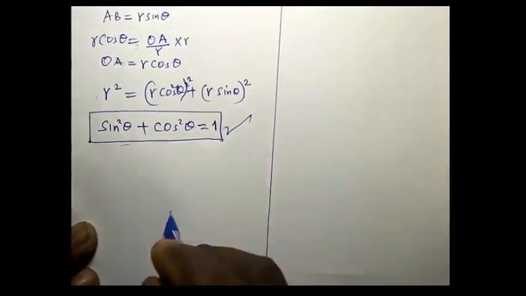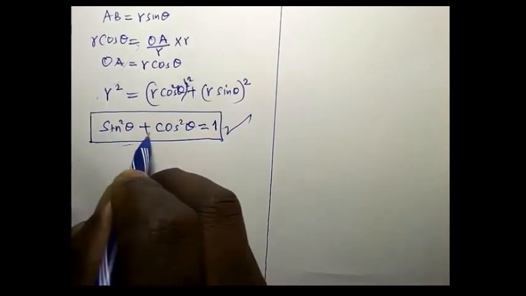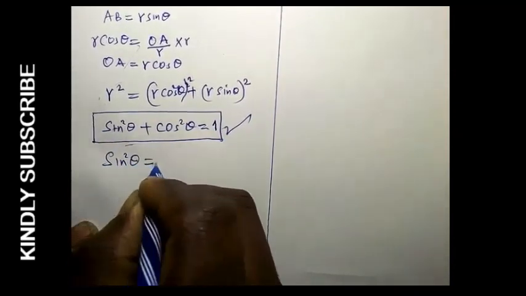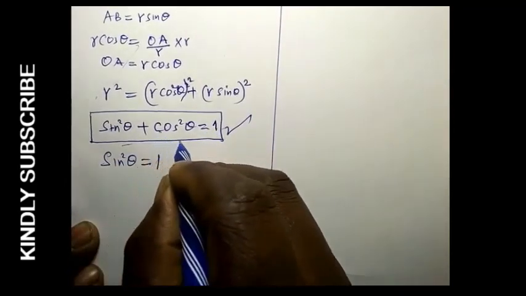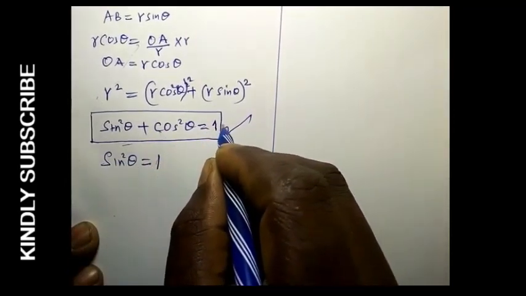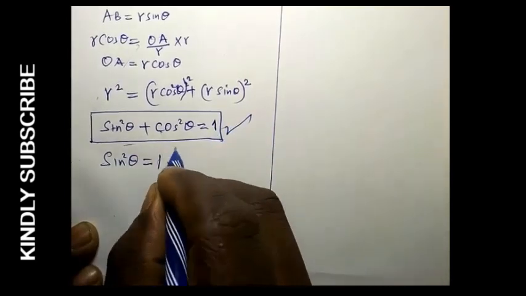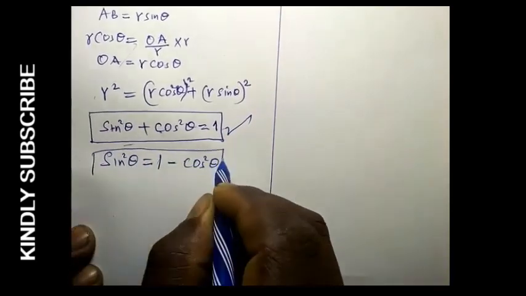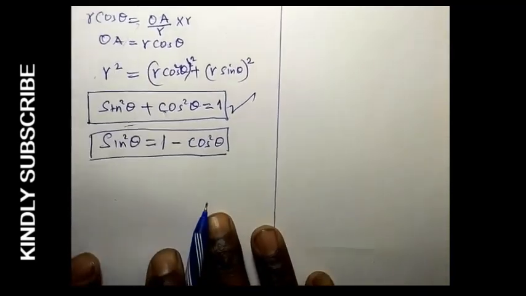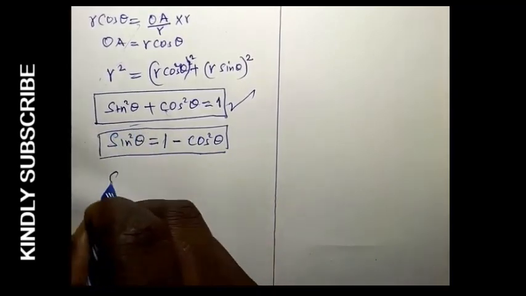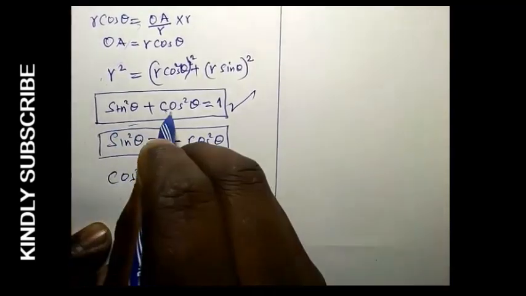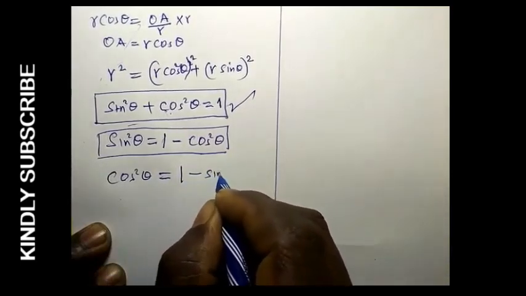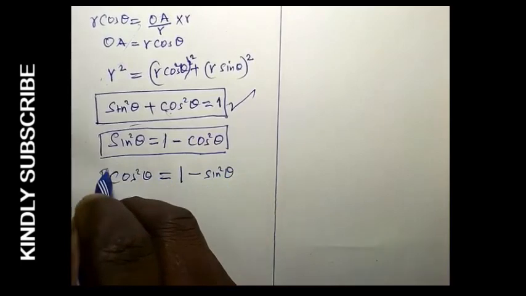So if this is the case, it simply means that if I want sine from this equation, sine square theta will be equal to 1 minus cos square theta, because this term will cross the equal sign and the sign will change to negative. A very important equation also to remember. And again, you should know that cos square theta will be equal to 1 minus sine square theta. Very important.